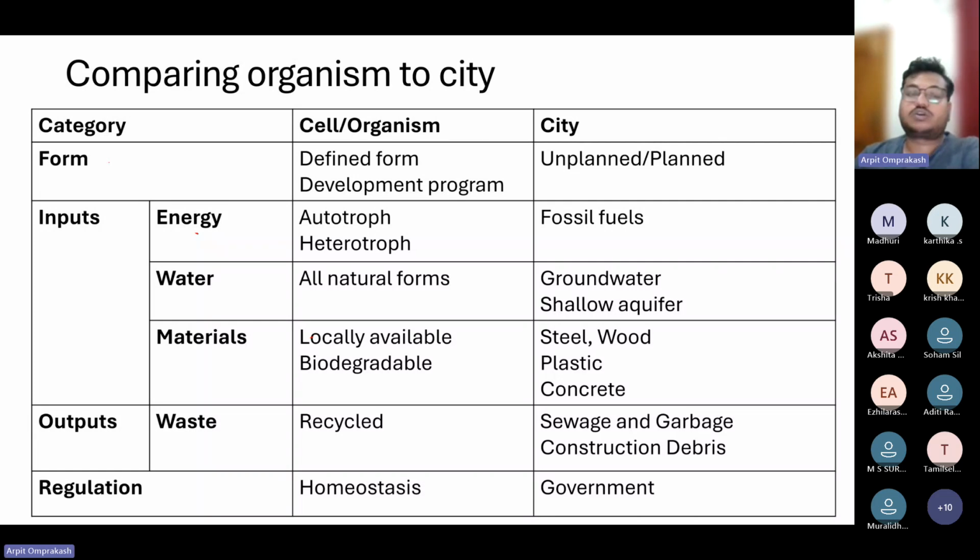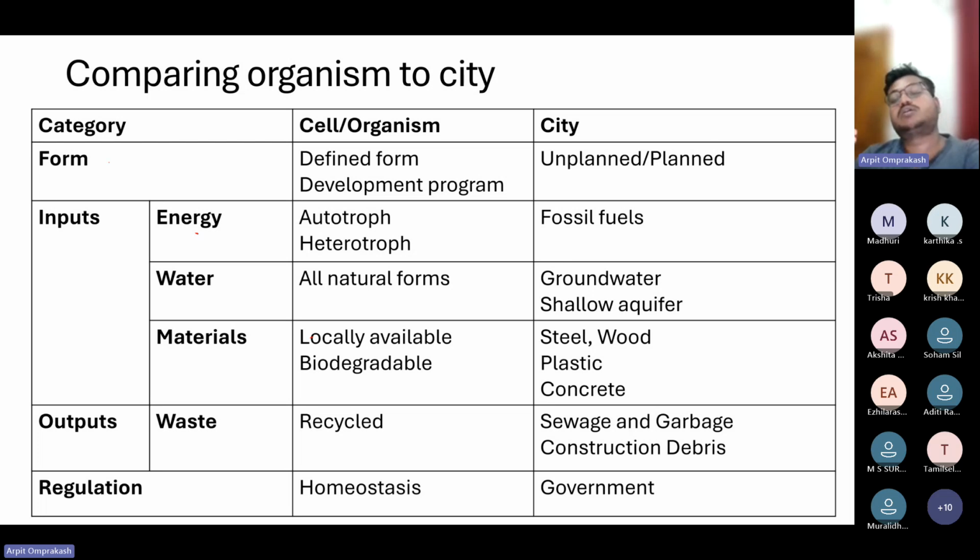And when we talk about the next category, which is regulation, a cell or an organism basically regulates its state. So, for example, a cell will always try to maintain itself at a certain pH, or we as humans would always like to maintain our body at a certain temperature, and so on. That process is called homeostasis, by which an organism or a cell tries to maintain its state.